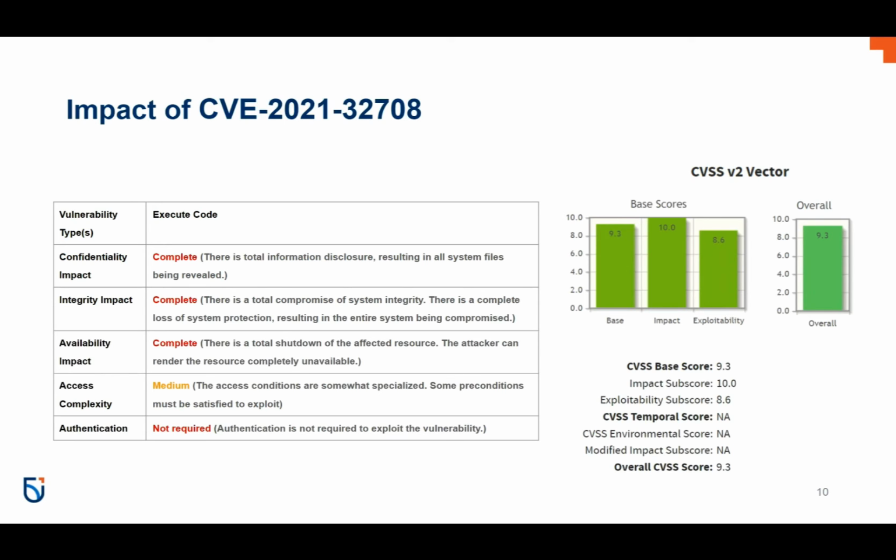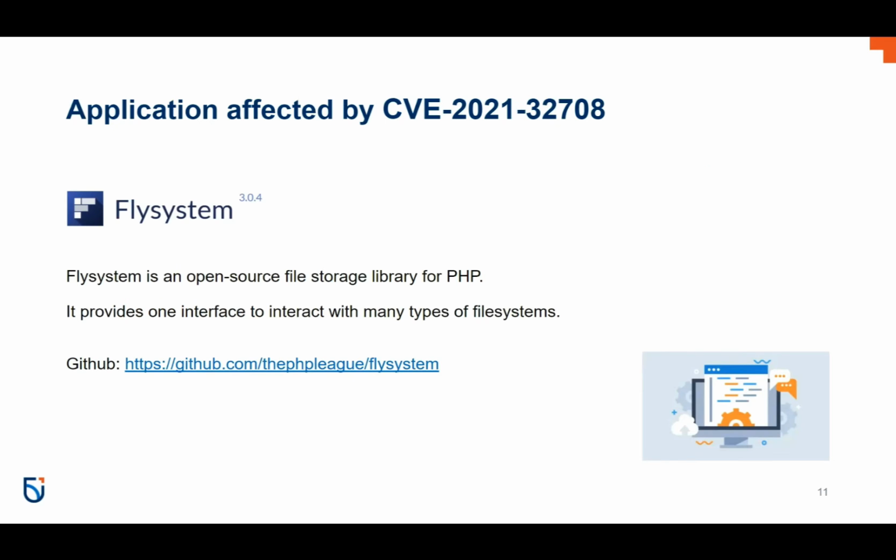Next, we take a look at the open source application affected by this vulnerability. The name of the application is FlySystem. FlySystem is an open source file storage library for PHP. It helps to provide a single interface for many types of file systems. It provides a consistent experience for all types of storage and prevents being locked down to a single vendor.